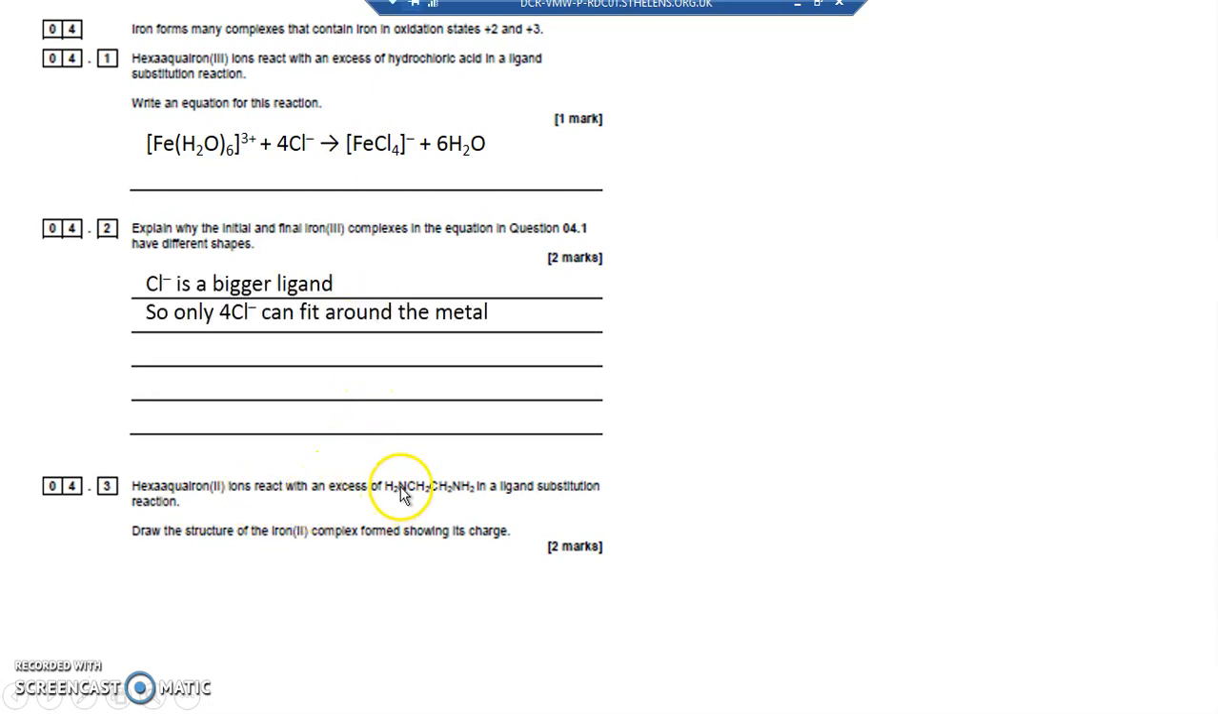Hexaaqua ions react with an excess of NH2CH2CH2NH2 in a ligand substitution reaction. You need to know ligands like this are called bidentate ligands. Nitrogen has a lone pair of electrons on it, and so that can form a coordinate bond. It can act as a ligand. But on this side, this NH2 also has a lone pair of electrons that can form a coordinate bond, so it can form 2 coordinate bonds. In other words, it can take the place of 2 ligands. So one of these can replace 2 waters. Those 6 waters could be replaced by 3 of these.